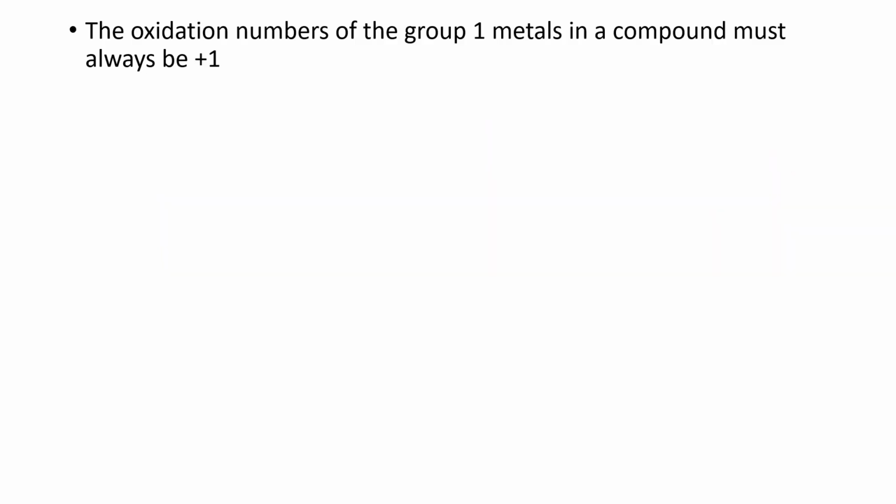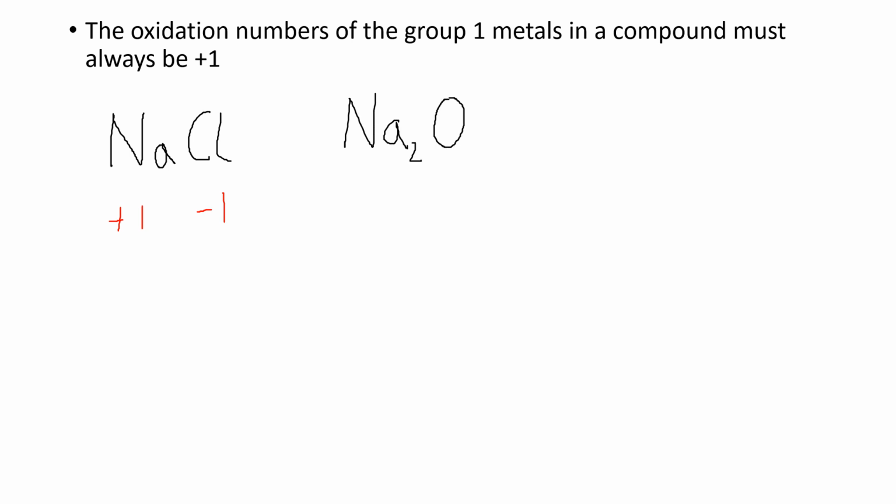So our next rule, the oxidation numbers of the group 1 metals in a compound must always be plus 1. So if we take something like sodium chloride, NaCl, we're saying that the sodium is plus 1. Because it's a neutral compound overall, the chlorine must be minus 1. If you take something like sodium oxide, Na2O, the sodium is plus 1, but there's 2 of them, and therefore the oxygen must be minus 2.